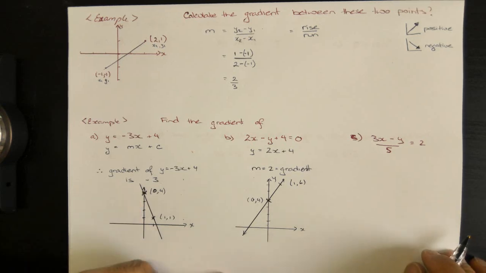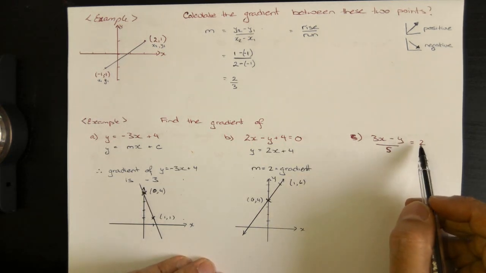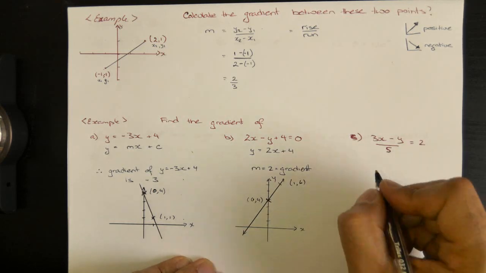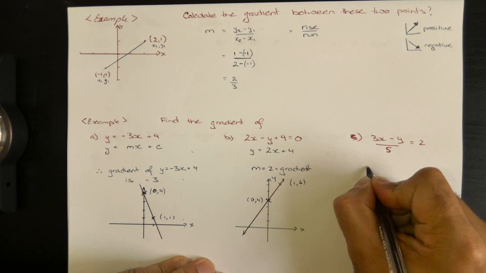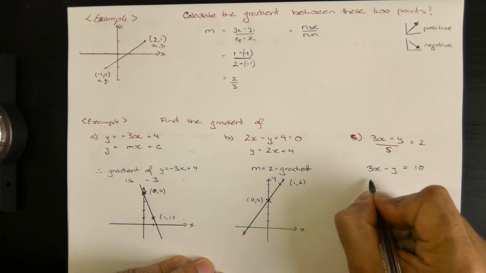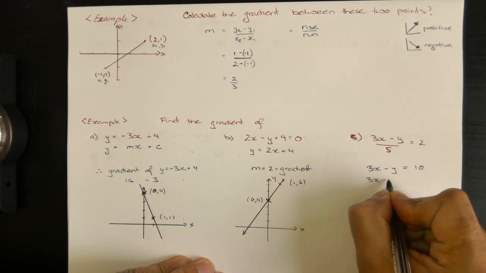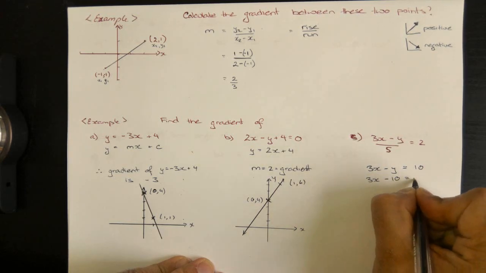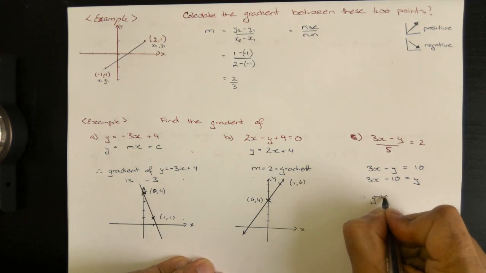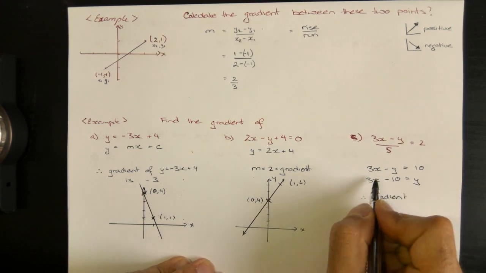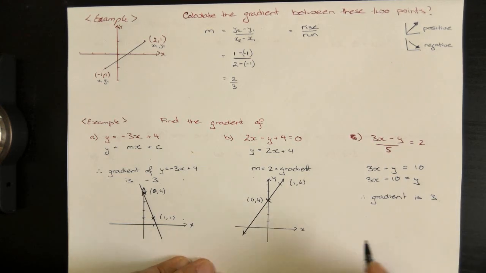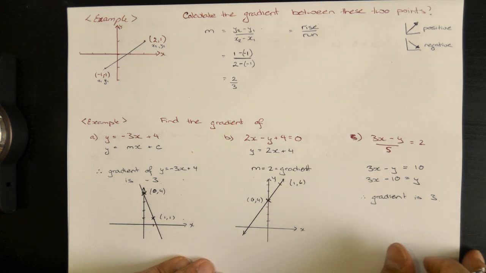Once again, this is an equation, and it's a fraction. What we can do is multiply both sides by 5, giving us 3x minus y equals 10. I can rearrange it: 3x minus 10 equals y. So the gradient, which is the coefficient of x, is 3. It's positive, so it's going up to the right.